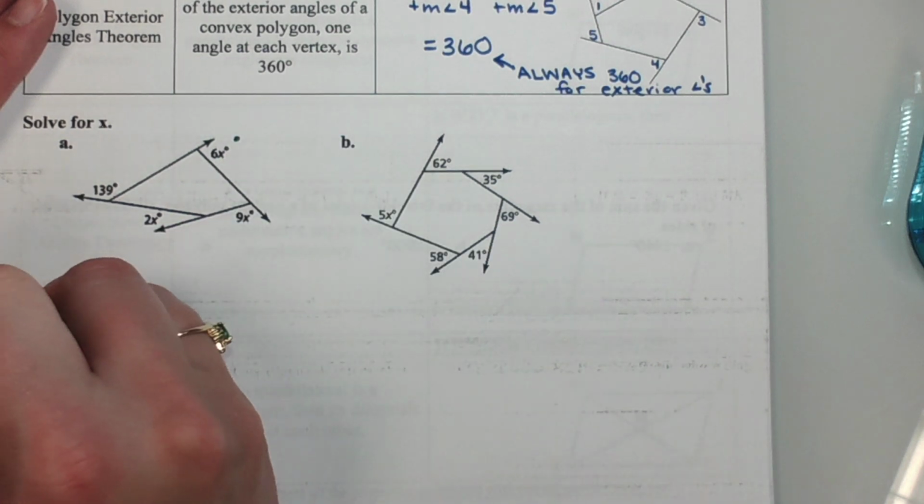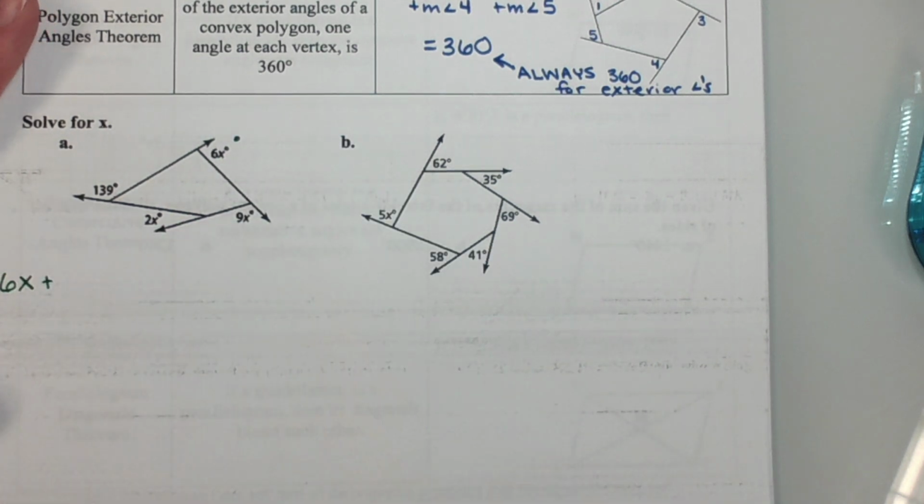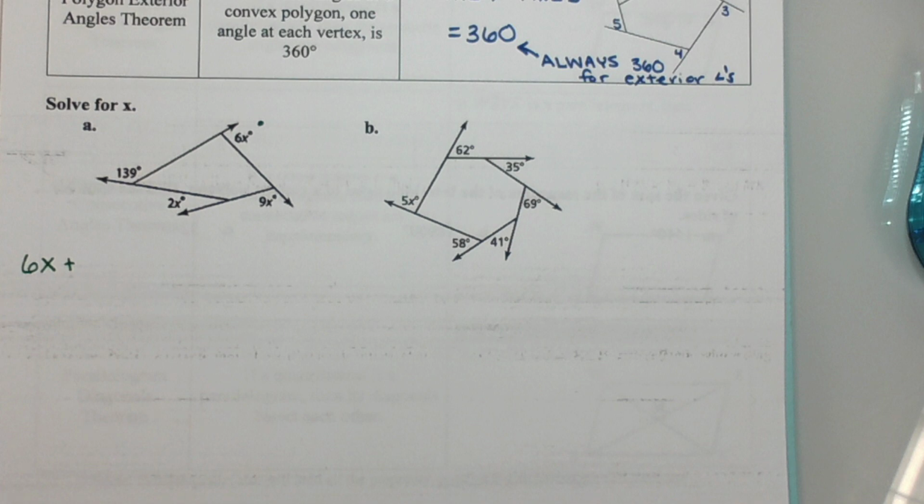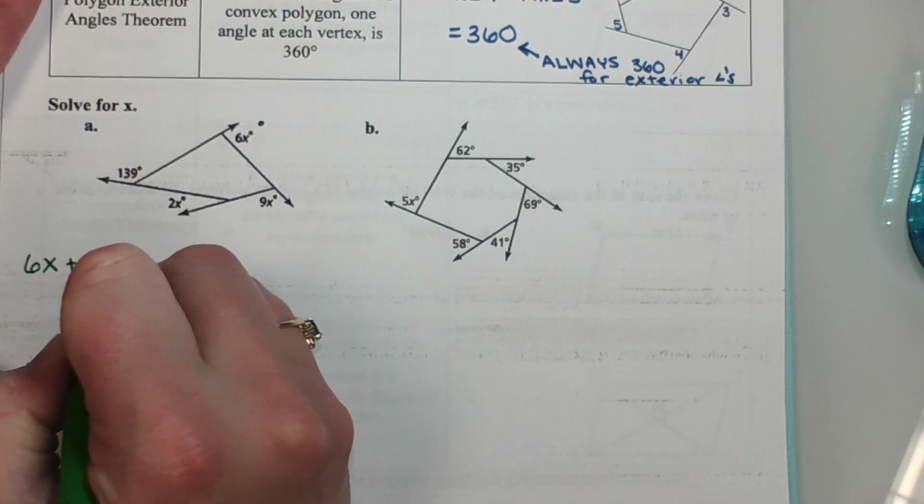Much like with interior angles, one of the most common mistakes I see is people missing angles or accidentally double counting them. So it's not a bad idea to put a little dot by the one you start with and then go either clockwise or counterclockwise around. I prefer clockwise.